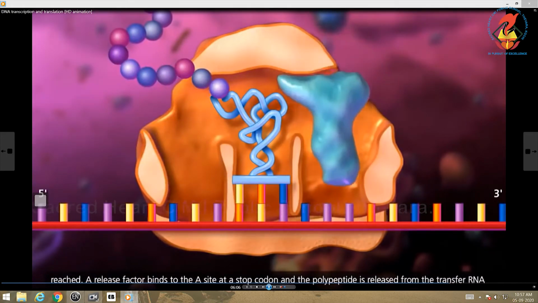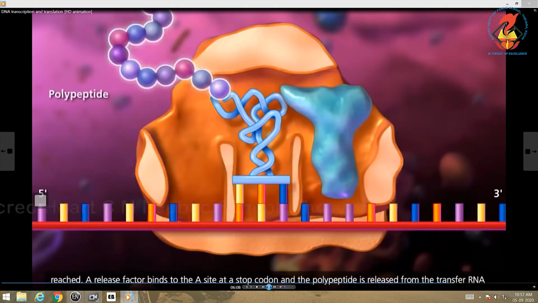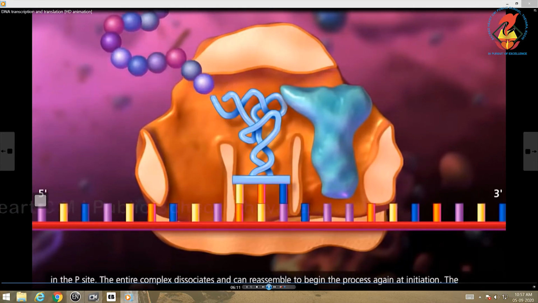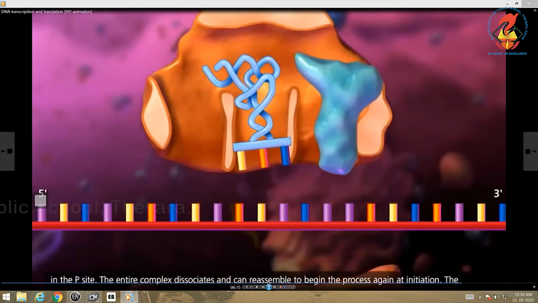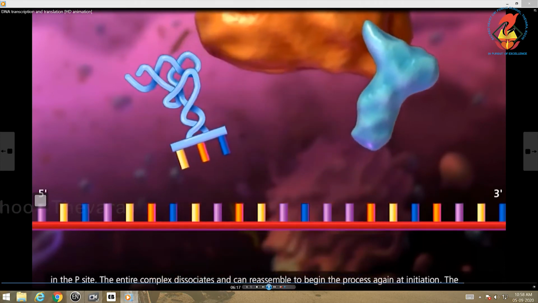Now when it reaches the stop codon, a releasing factor binds at the stop codon, releasing the polypeptide chain and the tRNA, and the 2 ribosomal units dissociate.